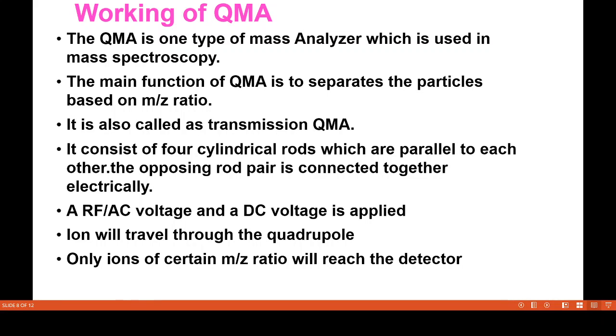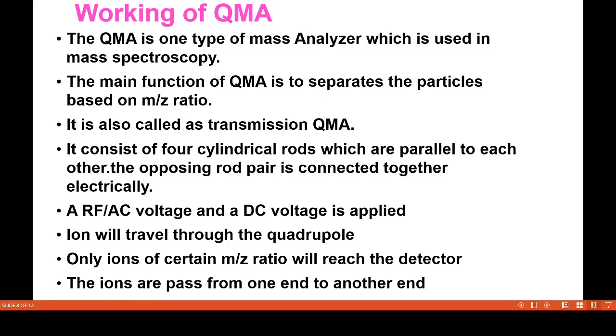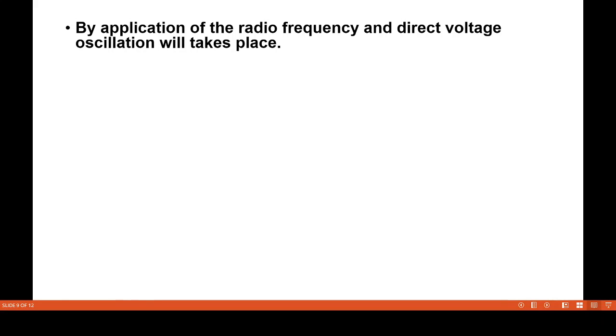Only ions of the appropriate M by Z value will reach the detector first, and the ions are passed from one end to the other end. By application of radio frequency and direct voltage, oscillation will take place. Ions enter through the slit, and when we apply AC and DC voltage, the ions undergo oscillation. This oscillation takes place in two ways.